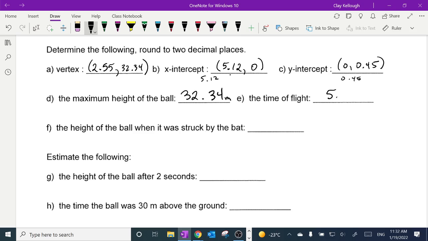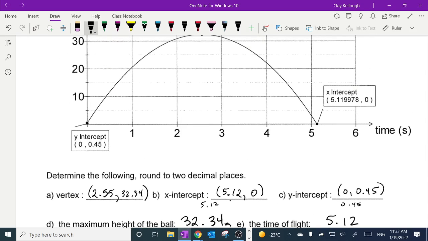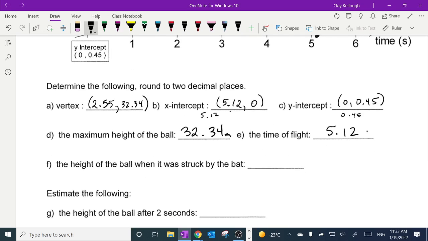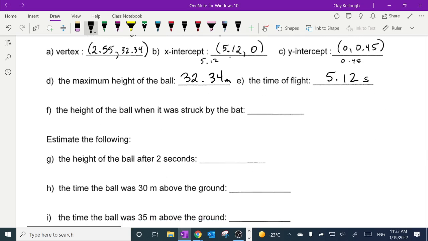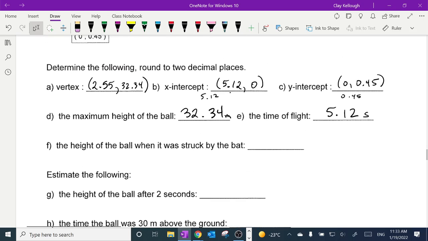Seconds. Because think about it. Time of flight would be how long it takes until it hits the ground again over here. So it's this entire amount of time. 1 second, 2 seconds, 3 seconds, 4 seconds, 5 seconds, and a bit. That ball had a 5-second hang time. That's a pretty good hit. The height of the ball when it was struck by the bat, that would be, yes, 0.45 meters.